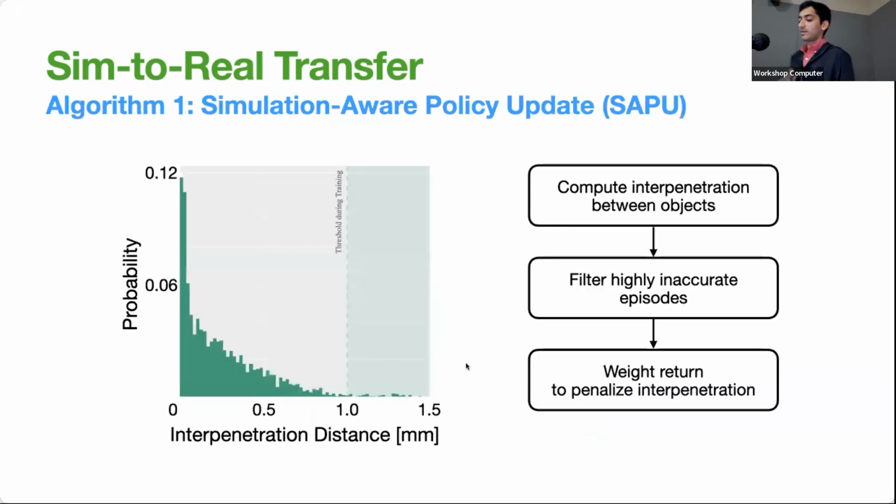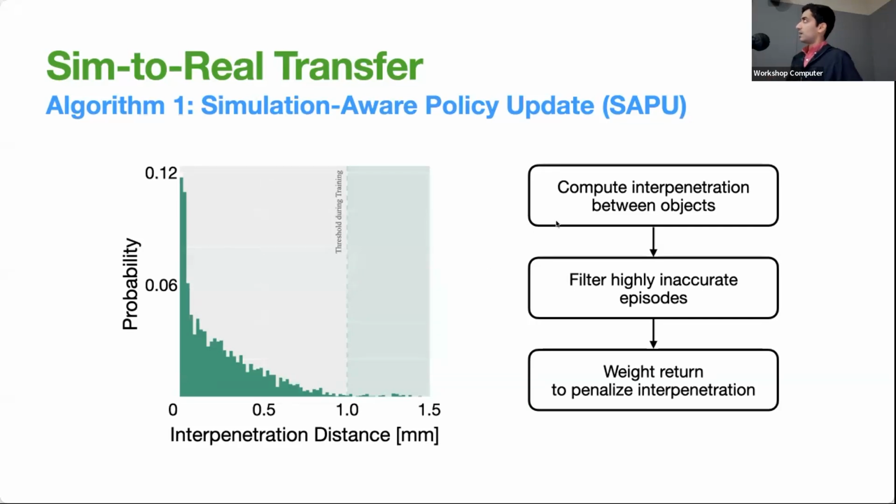Our first and most critical algorithm for simulation-based training is the simulation-aware policy update. Nearly all contact-rich simulators experience non-zero error, which often manifests as small amounts of interpenetration or overlap between objects. Here you see a histogram of interpenetration in our simulator during a typical training episode. Our realization was that it can be helpful to make the policy update process aware of simulator error.